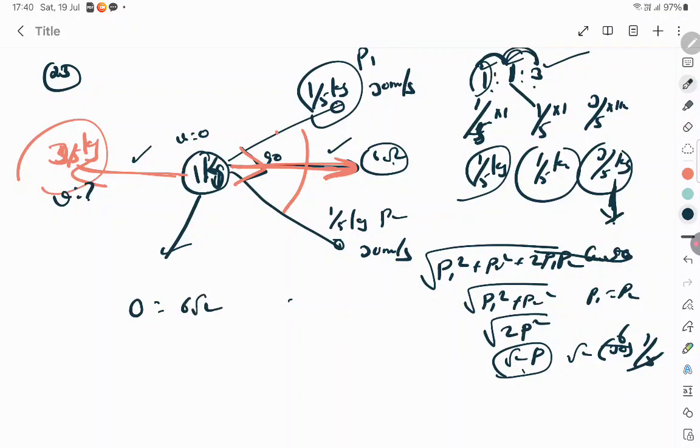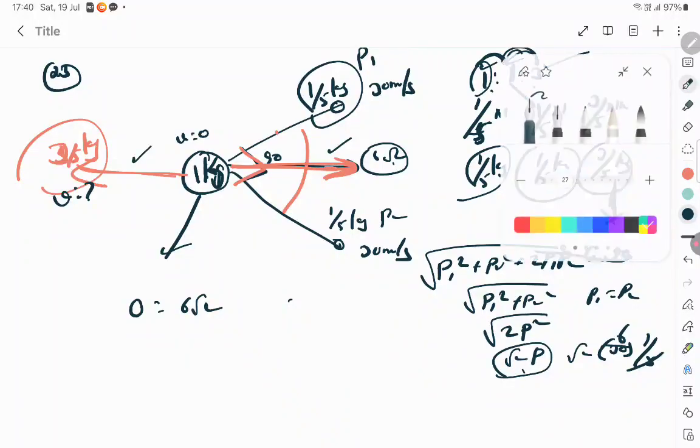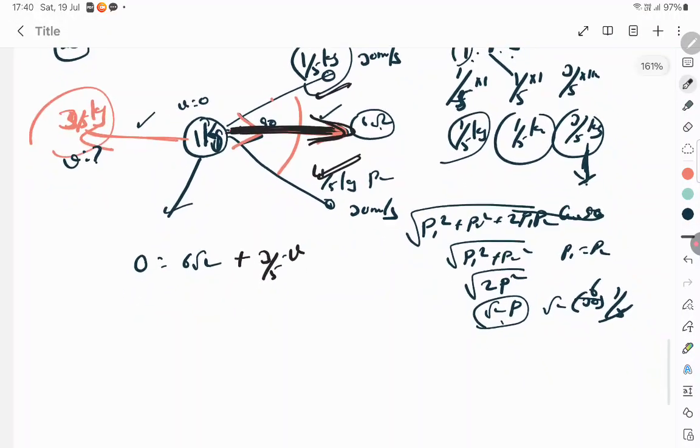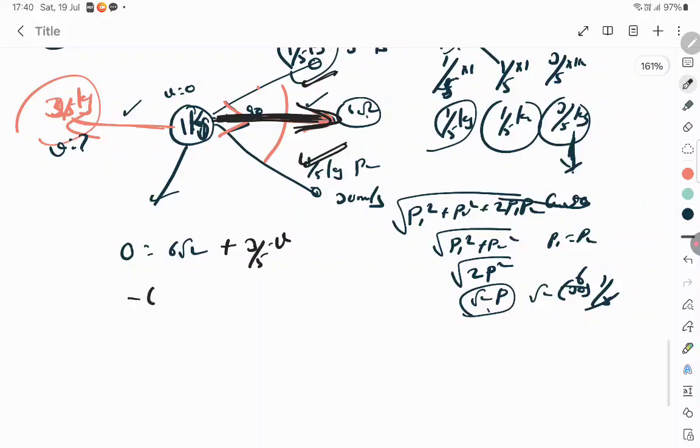So I know that 6 root 2 is the resultant momentum, which is the resultant of this one and this one, plus the third mass, which is 3 by 5 of the total 1 kg, into its unknown velocity, should be equal to 0. So then minus 6 root 2 is equal to 3 by 5 of v.